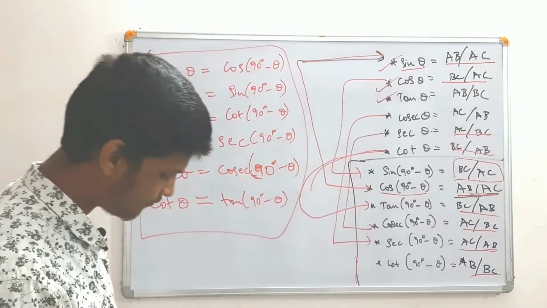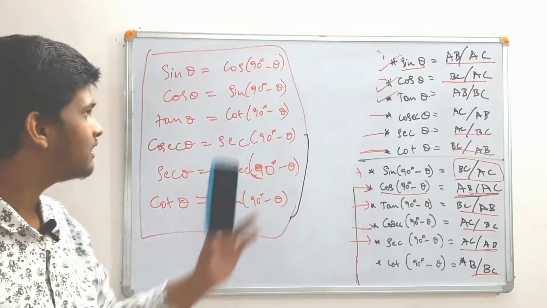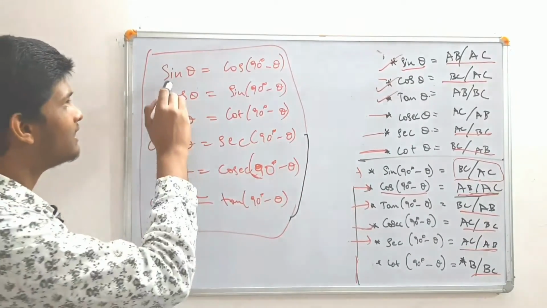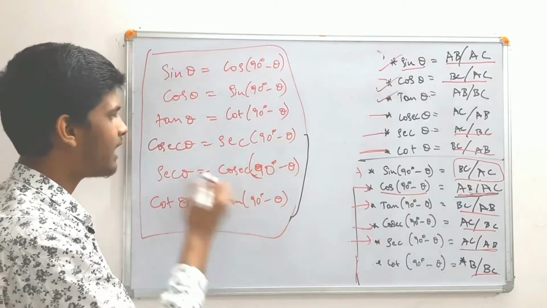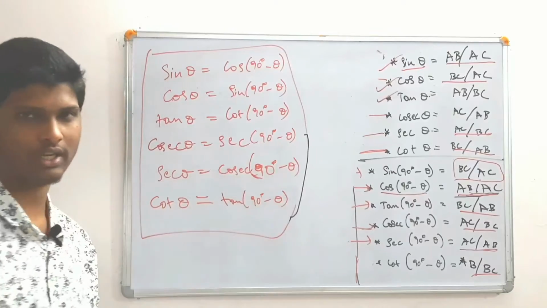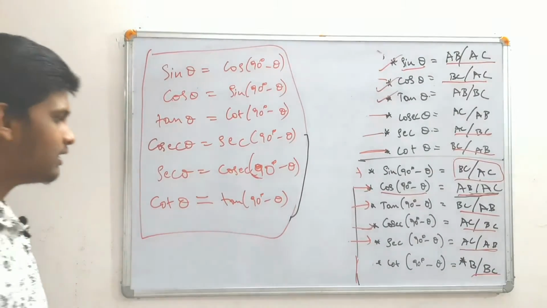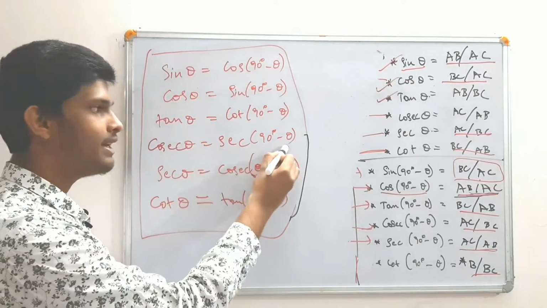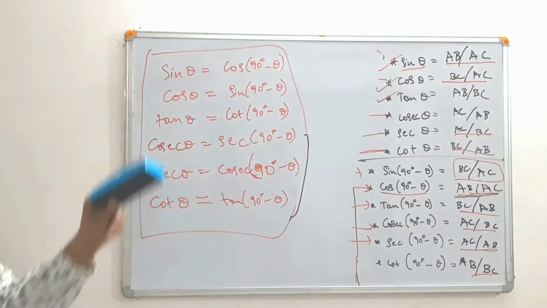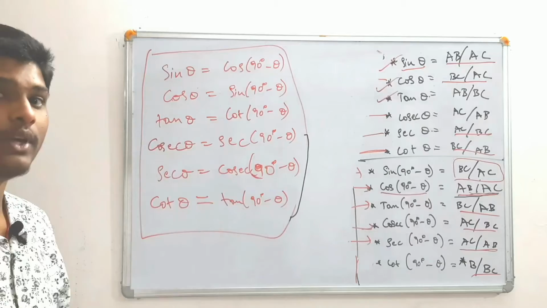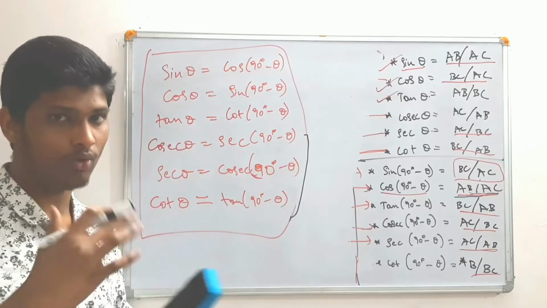Very easy, right? So that's it for this class. These are complementary angles, and that is sine, cos, cos, sine, tan, cot, cot, tan, cosecant, secant, secant, cosecant. Opposite angles. That means if this is 30 degrees, this is 60 degrees, and you can compare these all and verify with the trigonometric ratios table we have.